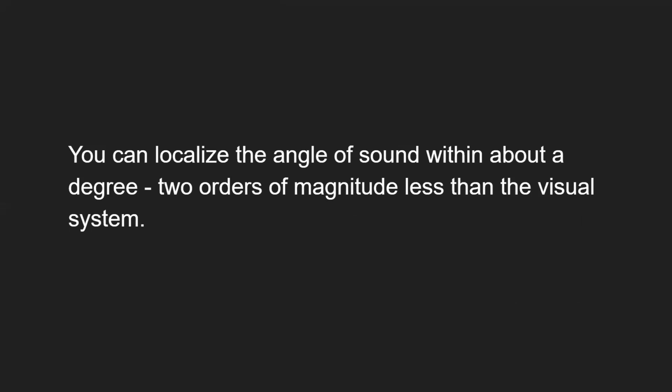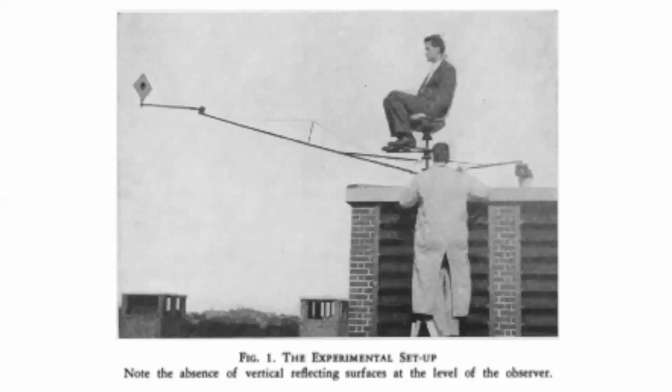So first thing, you can localize the angle of where sound is coming from to within about a degree. To get an idea of what a degree is, if you hold your arm out and you look at your thumb, the width of your thumb at arm's length is about a degree. That's about how good you can do for where a sound's coming from. But you can get 2 orders of magnitude better with vision. It's much more precise to localize things in space visually.